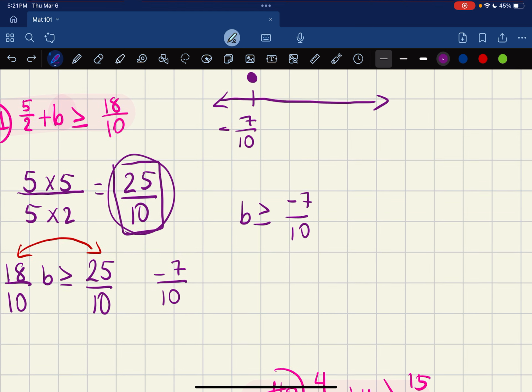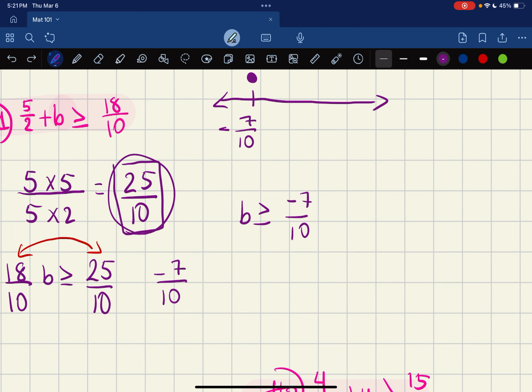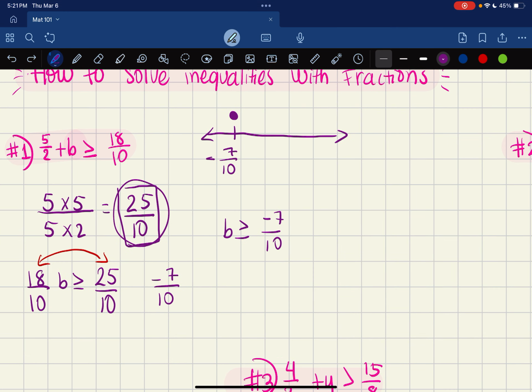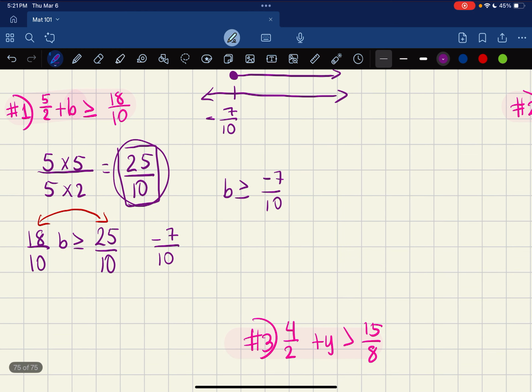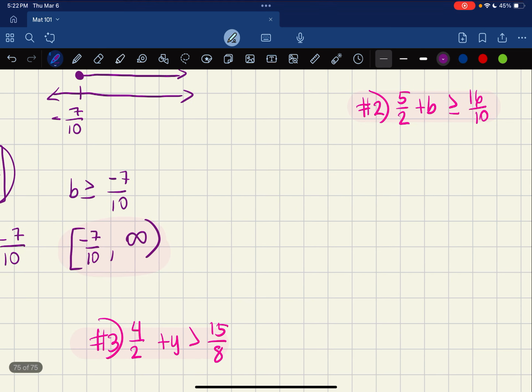So here we see that b is bigger than negative 7 over 10. So this would mean that it would go all the way to the right. So in interval notation, this would be negative 7 over 10 with a bracket, comma, infinity with a parenthesis. So this would be your solution right here. So let's go to the second one.